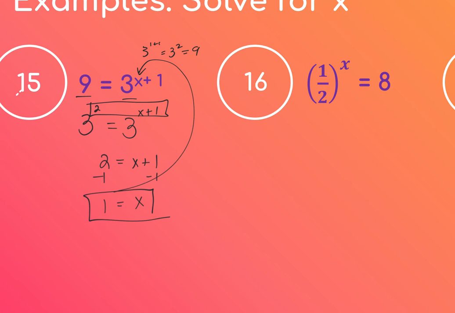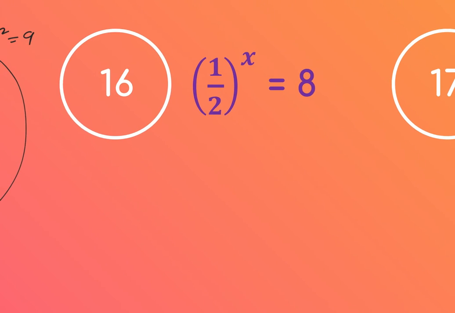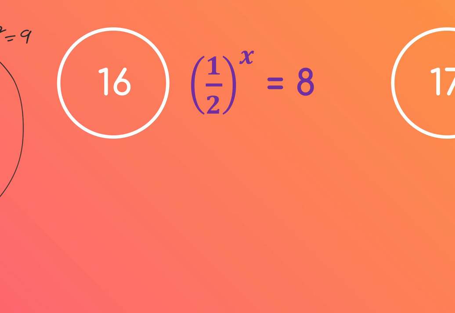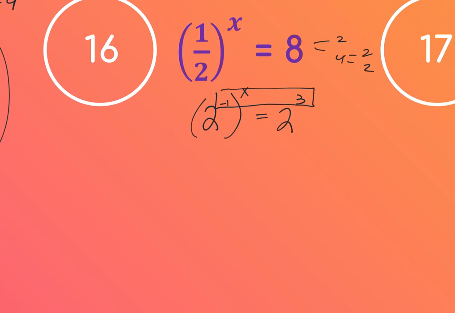Okay, go to 16. How do I make them the same base? How do I make 1/2 have a base that's a whole number? Put a negative exponent. So this would be 2 to the negative 1, right? That's the same thing. 1/2 is the same as 2 to the negative 1. Can I raise 2 to a power to get to 8? Yeah, right? It's 2 times 2 times 2. So this would be the same thing as 2 to the third. Now we disregard the bases and we set the exponents equal to each other. Negative 1 times x would be negative x equals 3. Divide or multiply by negative 1, and x would equal negative 3.